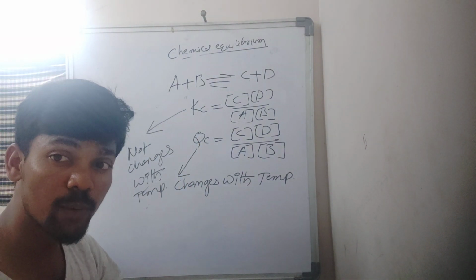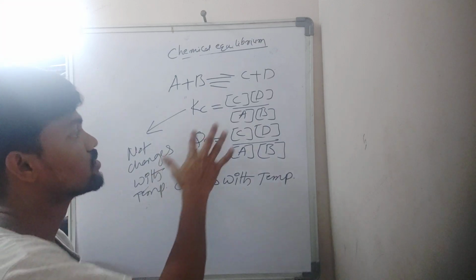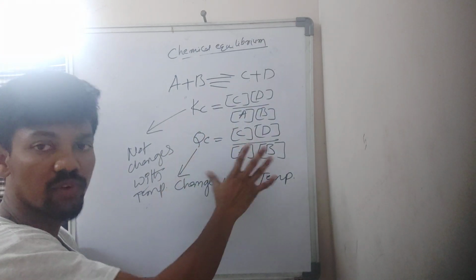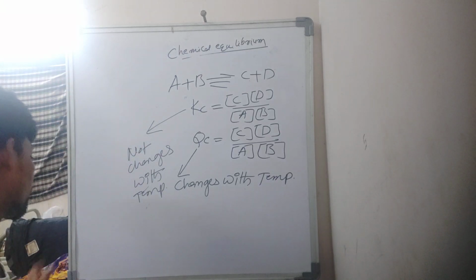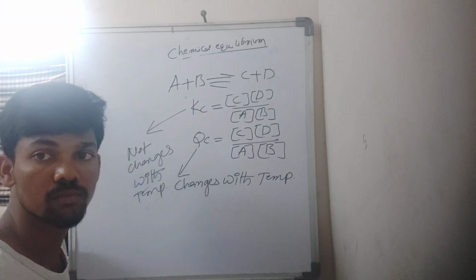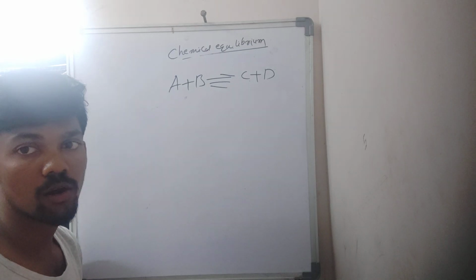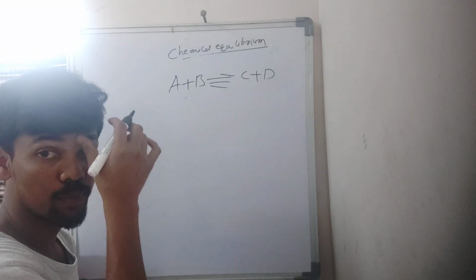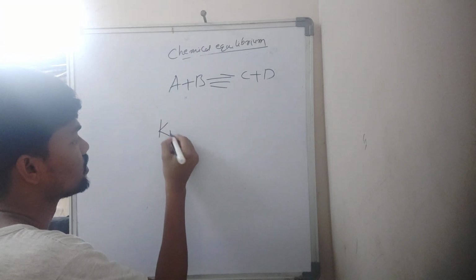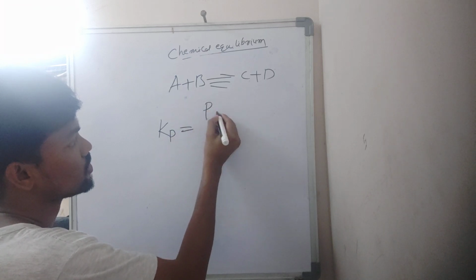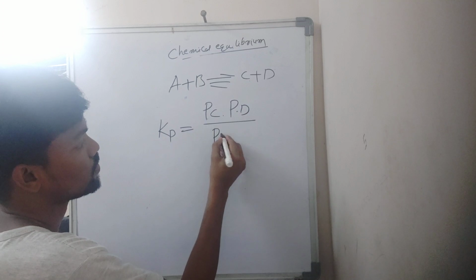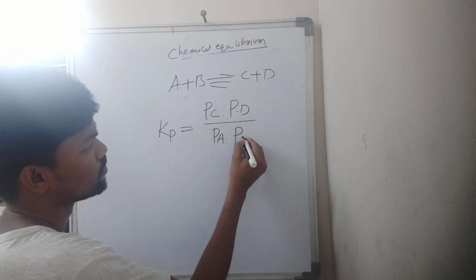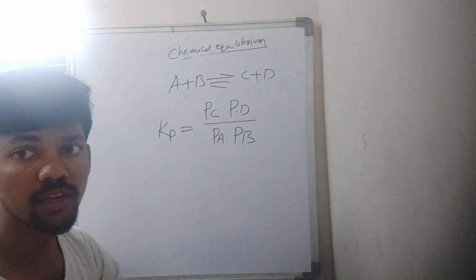How can you find out the Kp value? So Kc is found like this, Qc is found like this. Now, how can you find out the Kp value? The Kp value is equal to partial pressure of C into partial pressure of D by partial pressure of A into partial pressure of B. This is the Kp value.